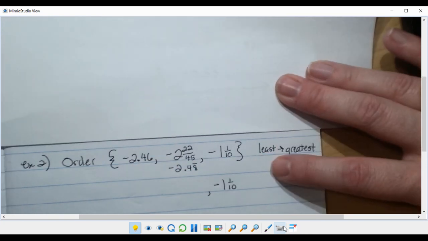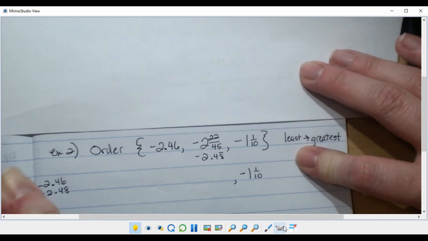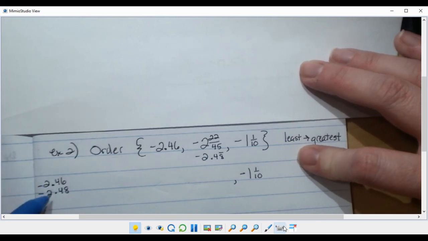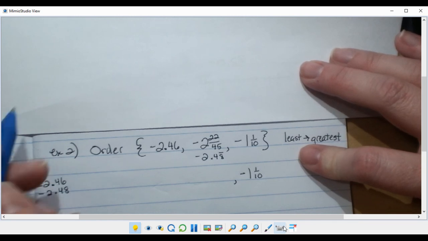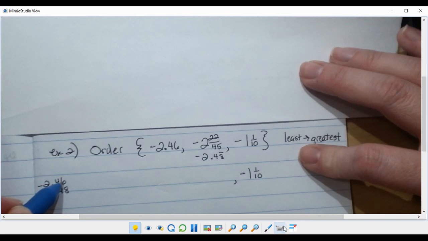All right, now let's compare. I'm going over here where I got a little bit more room. So I'm going to have 2.46 and 2.4888888888. The 2's, they're the same. That doesn't help. The 4's, also the same. That doesn't help. So I can compare my 6 and my 8. Those are the first ones that are different. I know that 6 is less than 8, but we're in negative zone, so 6 is actually greater than 8.